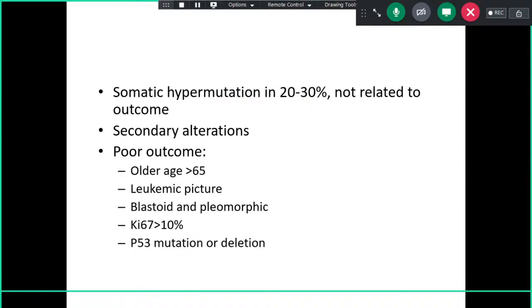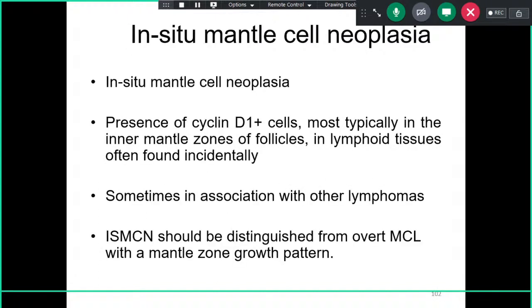So what happened here? Somatic hypermutation occurs in 20 to 30% of cases, not related to outcome. And there are many secondary alterations apart from the IGH and CCND1 translocation. What are the poorer outcome factors? Older age, more than 50, blastoid or pleomorphic morphology, Ki67 more than 10%, P53 mutation or deletion. These are associated with poorer prognosis. Actually, Ki67 is now refined to more than 30% as really requiring treatment.